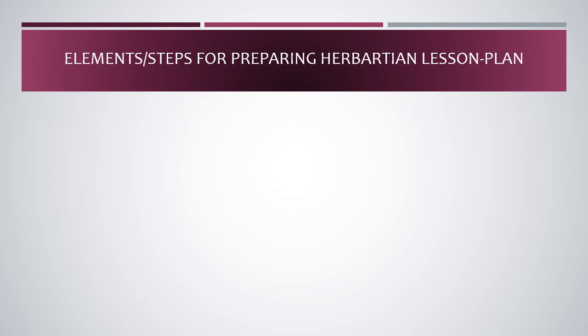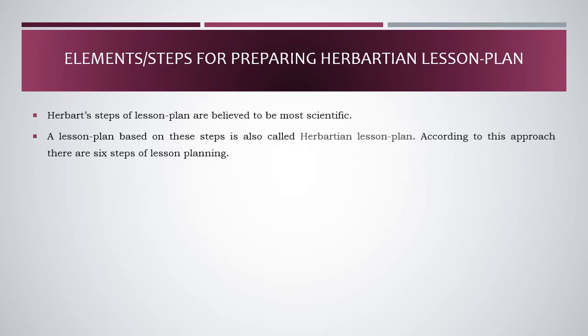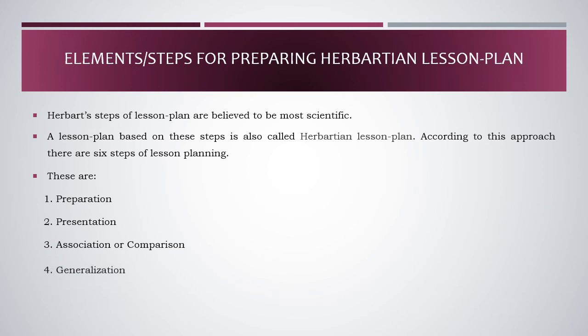Now, elements or steps for preparing a Herbartian lesson plan. Different scholars and educationists have suggested various steps of lesson plan, but Herbart's steps of lesson plan are believed to be most scientific. A lesson plan based on these steps is called Herbartian lesson plan. According to this approach, there are 6 steps of lesson planning, and these are preparation, presentation, association or comparison, generalization, application, and then recapitulation.